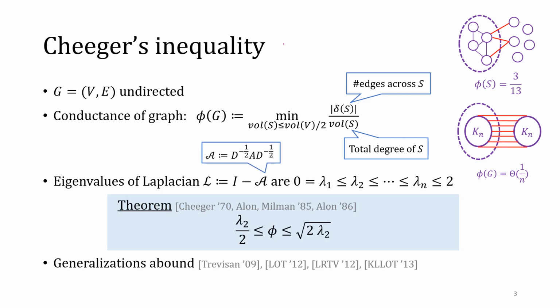Cheeger's inequality is a fundamental result in spectral graph theory. It connects conductance with the second smallest eigenvalue of the normalized Laplacian, I minus A, where A is the normalized adjacency. This theorem dates back to the 70s and 80s, and essentially it says that conductance is small if and only if lambda 2 is small. So that means lambda 2 can be used to certify conductance. And what's nice about this is that by examining the second eigenvector of the Laplacian, we can extract a cut with small conductance.